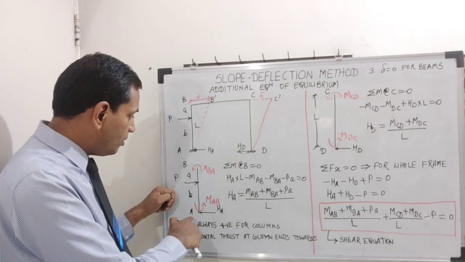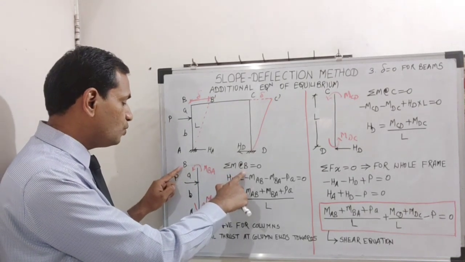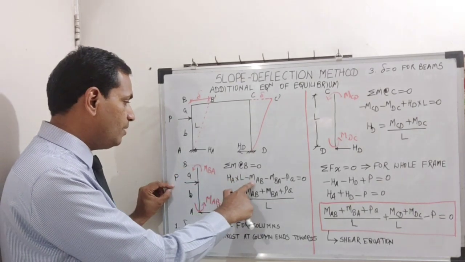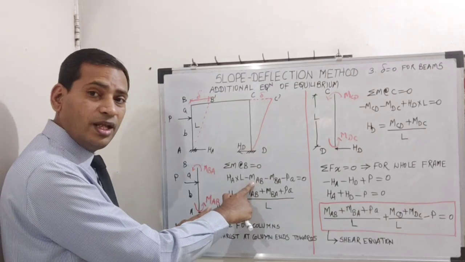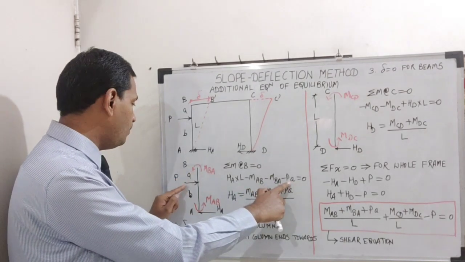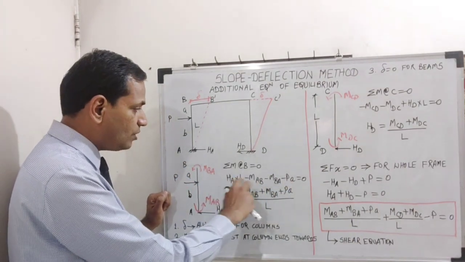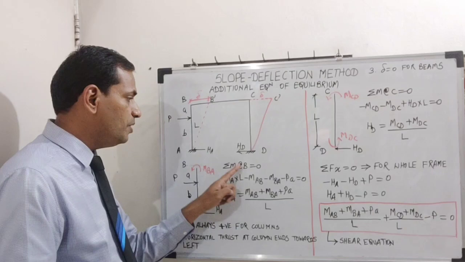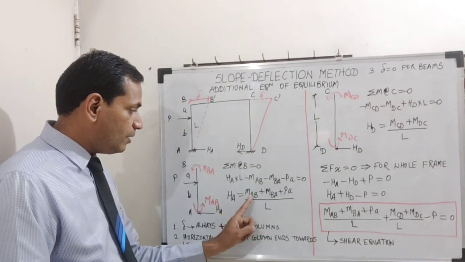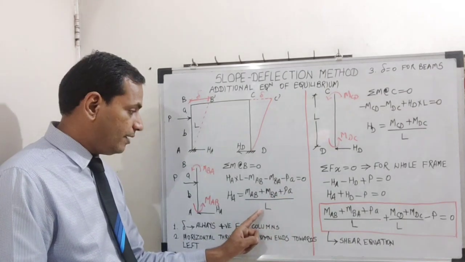I have assumed them just for the ease of calculations. And for this particular free body diagram, I have taken summation of moment about B. So HA into L, clockwise moment, so positive. MAB, anti-clockwise, so negative. MBA, again anti-clockwise, so negative. P into a, minus, because it is anti-clockwise. So the addition of all moments about end B is equal to 0. So HA I am going to get as MAB plus MBA plus P into a upon L.